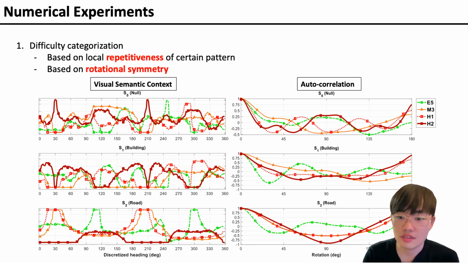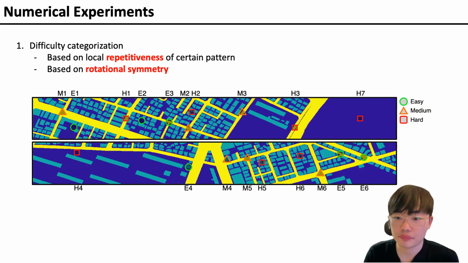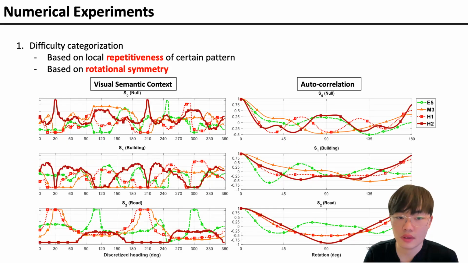For instance, a test site designated as hard exhibit rotational symmetry so that multiple minimum should arise with respect to heading differences. The resultant autocorrelation has multiple peaks at 90 degrees or the 180 degree rotations. For instance, the H2 case is located among the building forest and is heavily symmetrical.